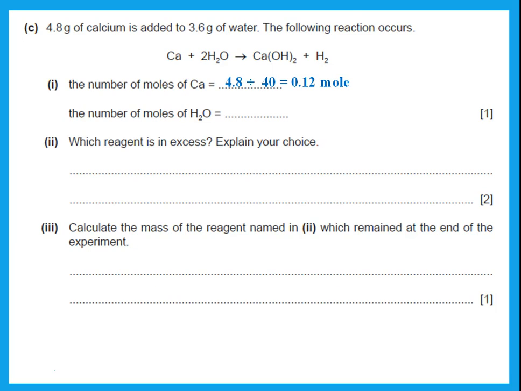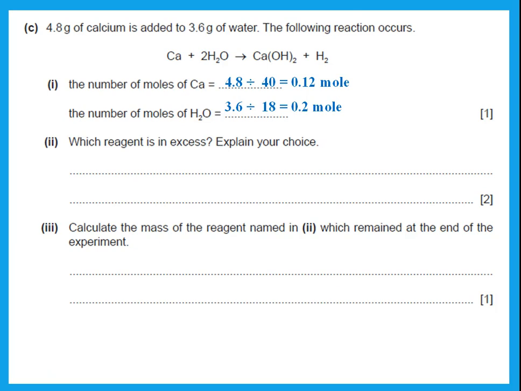The number of moles of water from the mass that he gives me, I'm not looking at the equation here. I'm using the information he gives me, so I have 0.2 mole. Now, I need to decide which reagent is in excess. Remember, we said if he gives me information about both reactants, I need to decide which one is in excess.